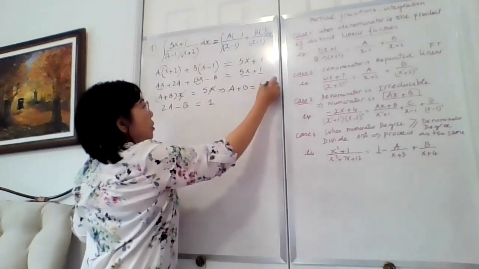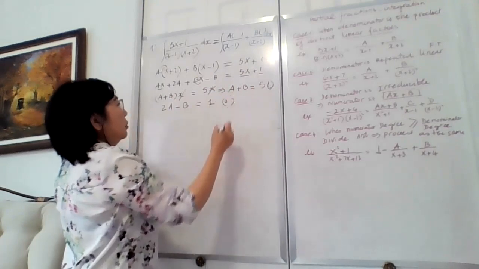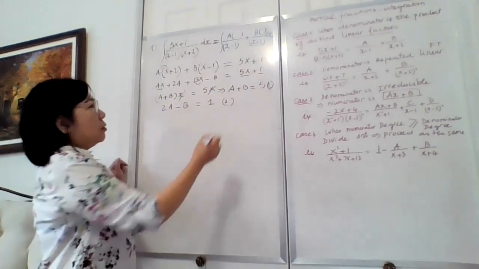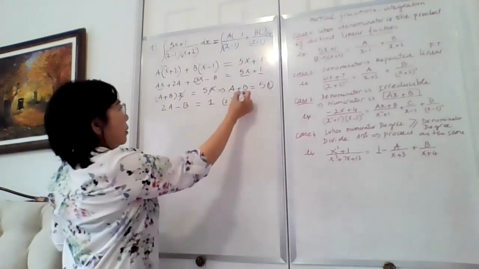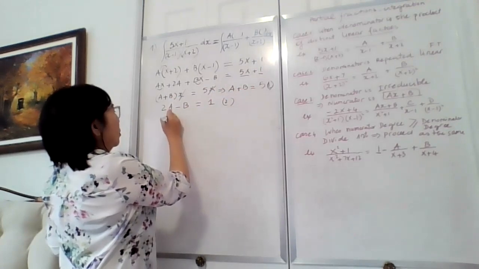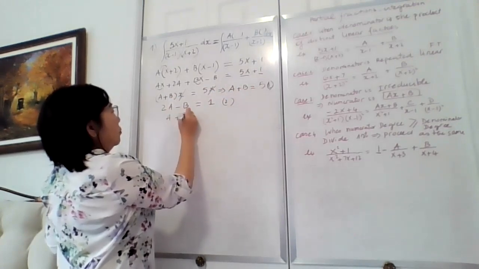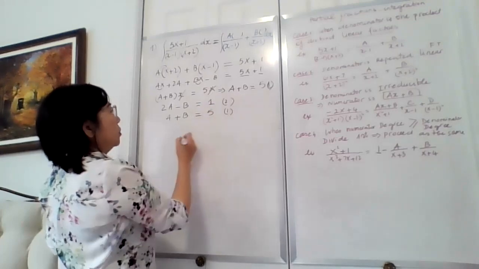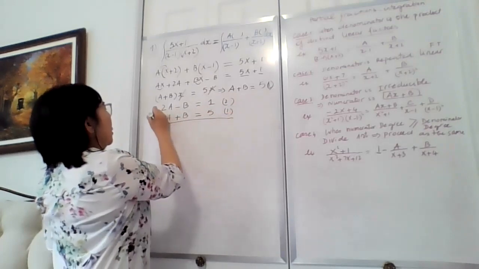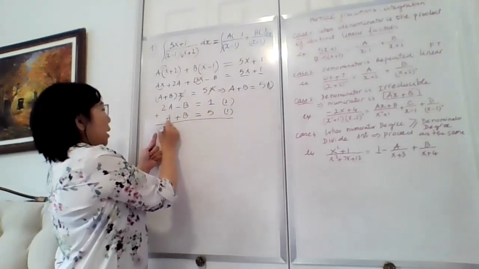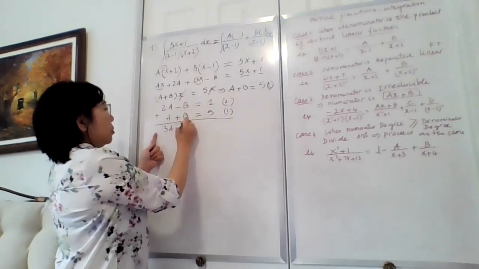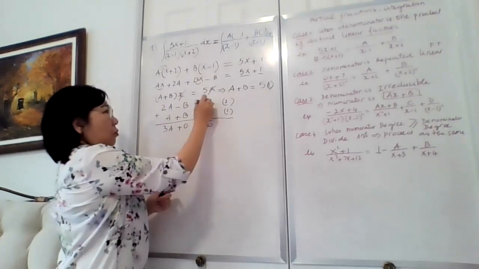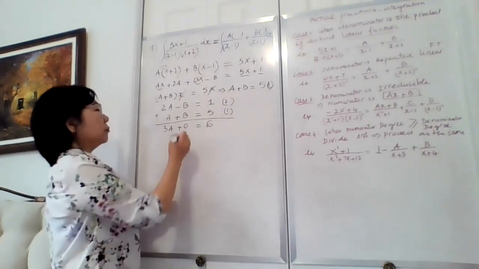So I have two equations with two unknowns. It means I will be able to solve for it. So what I can do is add these two equations, right? This is number 1, this is number 2. I can add them together. If I add them, I get 3a plus 0, minus b plus b is gone, equals 6. 1 add 5 equals 6.